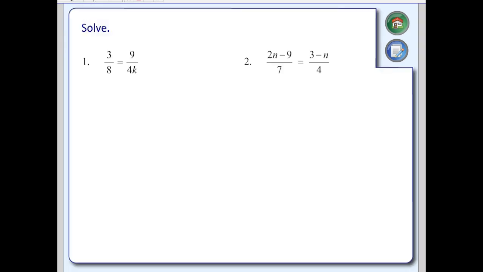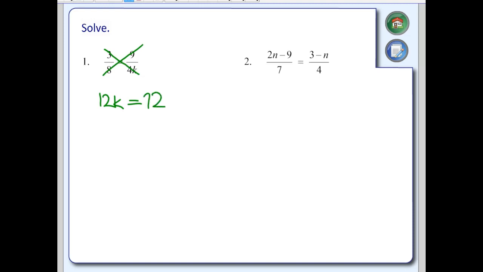If I'm looking at number 1, I want you to solve 3/8 equals 9 over 4k. Again, for me to solve for k, the easiest way to do that is to cross multiply. Means equals extremes. So we're going to say 3 times 4 is 12k equals 9 times 8. Well, everybody knows 9 times 8 is 72.